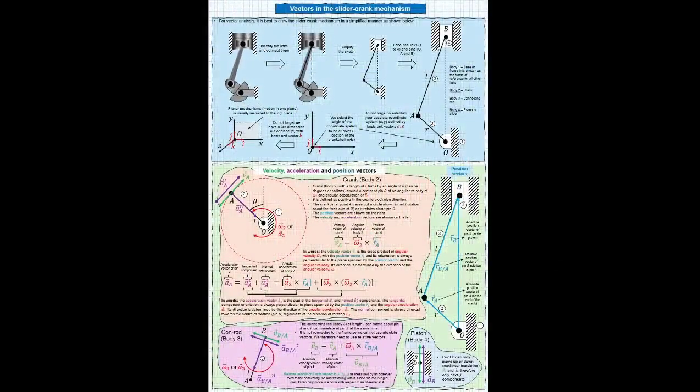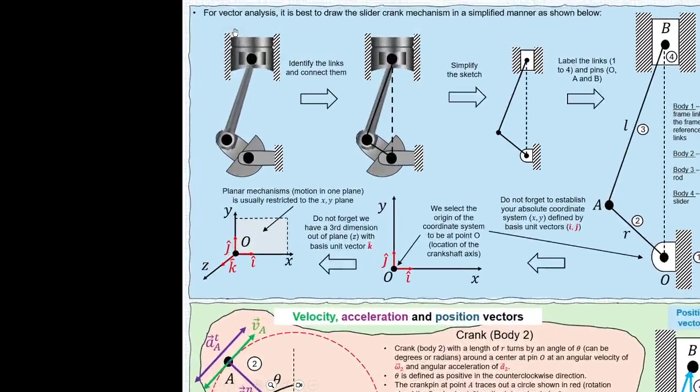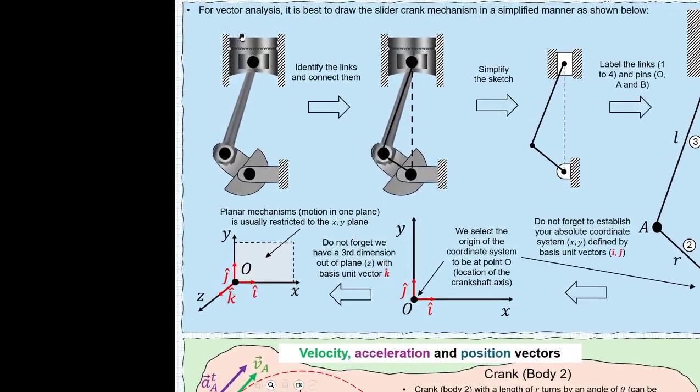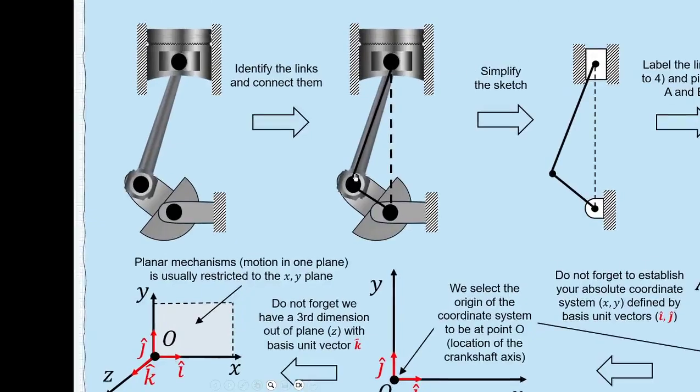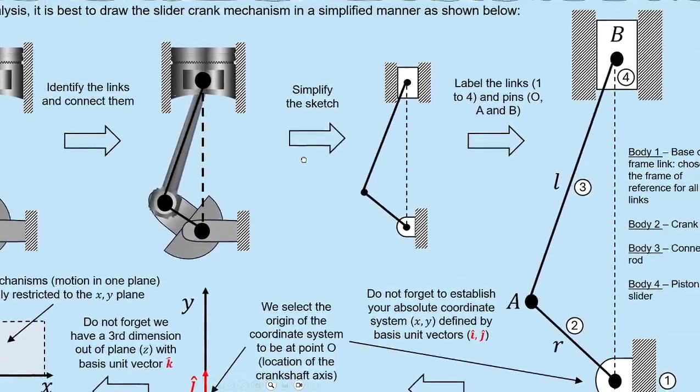Let us now look at the different vectors in the slider crank mechanism. But before we can do that, let us simplify our slider crank mechanism diagram. We can do this by first identifying the links and connecting them. The easiest way to do this is to join the different pins using lines. We then simplify our sketch by using simple geometric shapes.